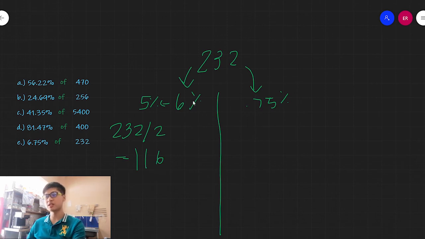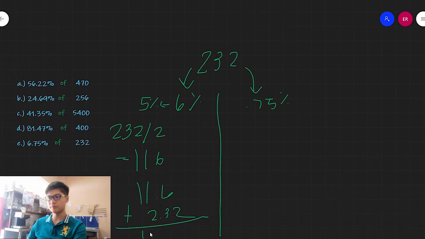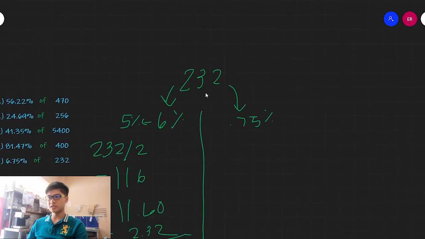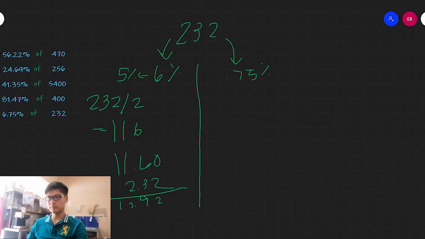Now, in order for us to get the 6% of this number, we would just have to move one decimal place to the left. So 116 is going to become 11.6, and then we're going to add 1% of 232, which is 2.32, and all in all we're going to get 13.92. Okay, so 13.92 is our 6% of 232.